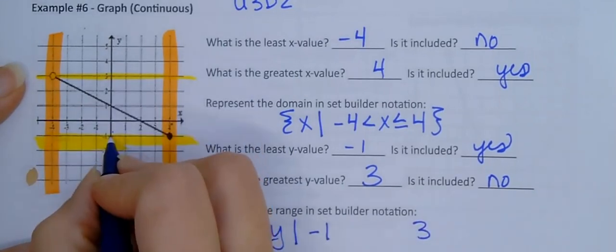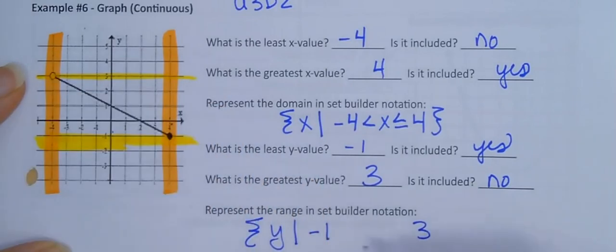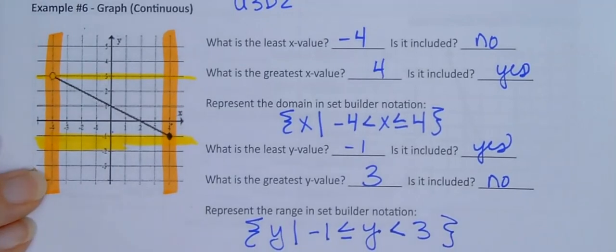See, this is my smallest y right here. This is my biggest y. Y is in between those, and it can equal -1, so -1 is less than or equal to y. But y is just less than 3, because that's an open circle. It can't be included. And I want that set of numbers, so I'm going to close my curly braces.